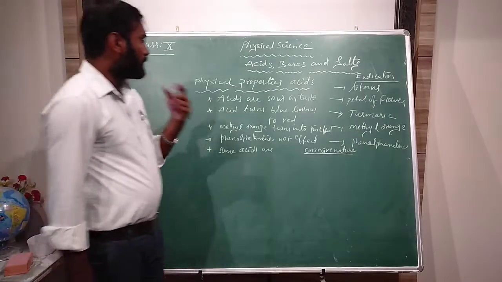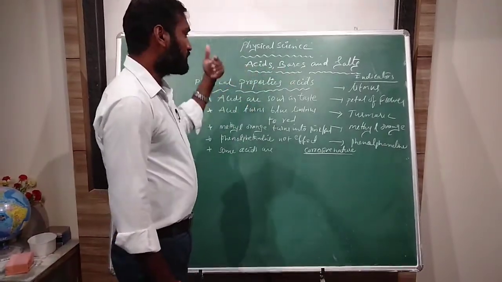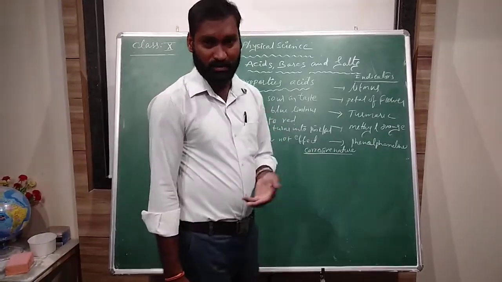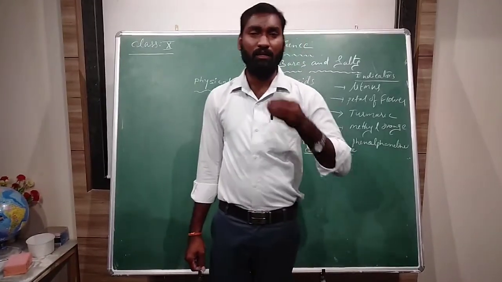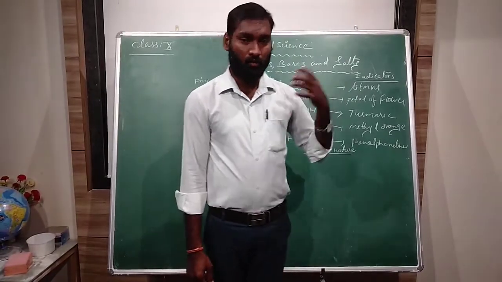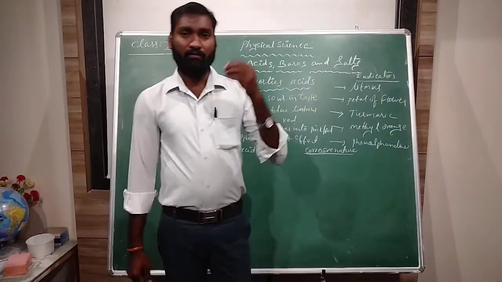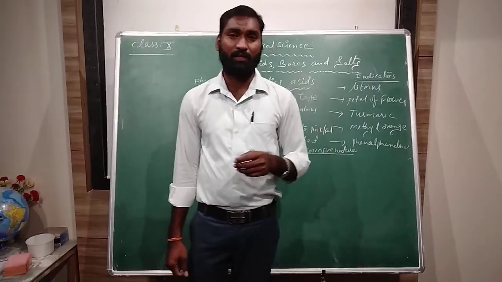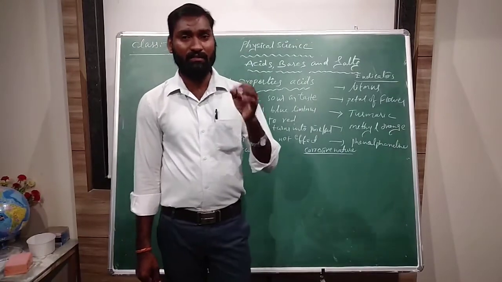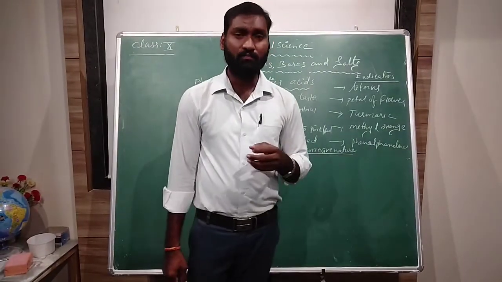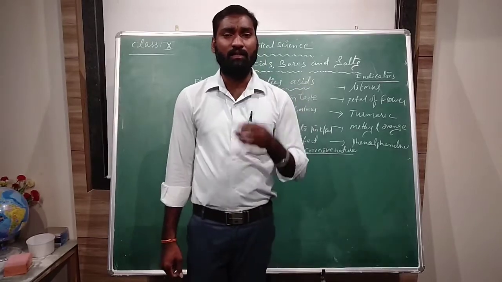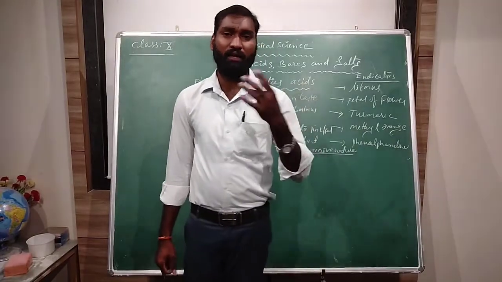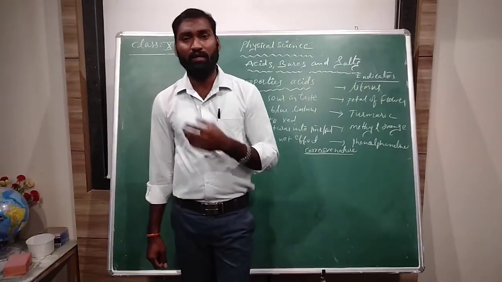Next, how can we make acids? What are strong acids, and what are weak acids? As I told you, acids release H+ ions when they dissolve in water. Acids which release more than 30% of H+ ions are strong acids. Acids which release less than 30% of H+ ions are called weak acids.